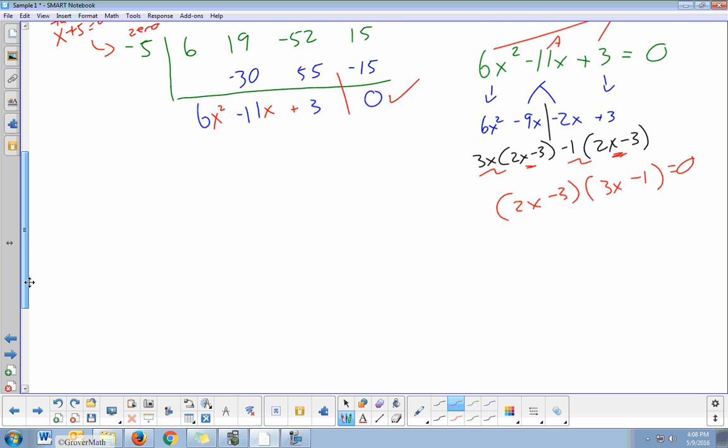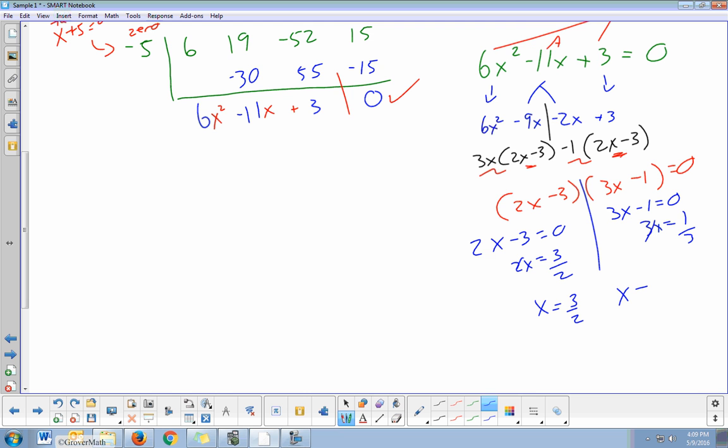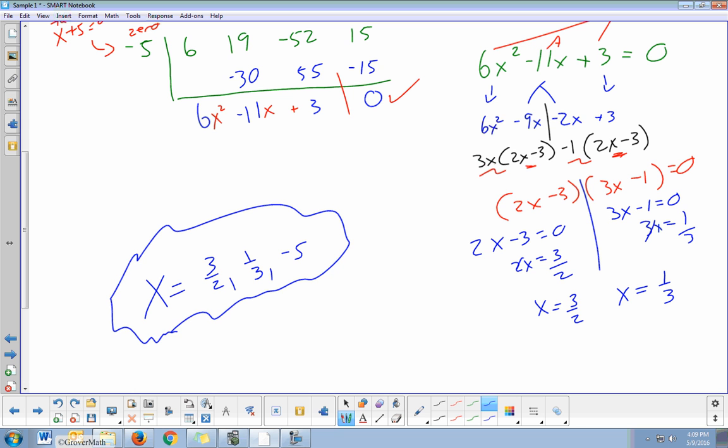So last thing I need to do is solve each of these individually. I'll set 2x minus 3 equals 0 and 3x minus 1 equals 0. Add the 3, divide the 2. So x equals 3 over 2. Here we will add the 1, divide the 3. And so that is where that 1/3 came from. So the solutions are x equals 3 over 2, 1 over 3, and the negative 5 that we had in the beginning of the problem. That needs to be included as well.